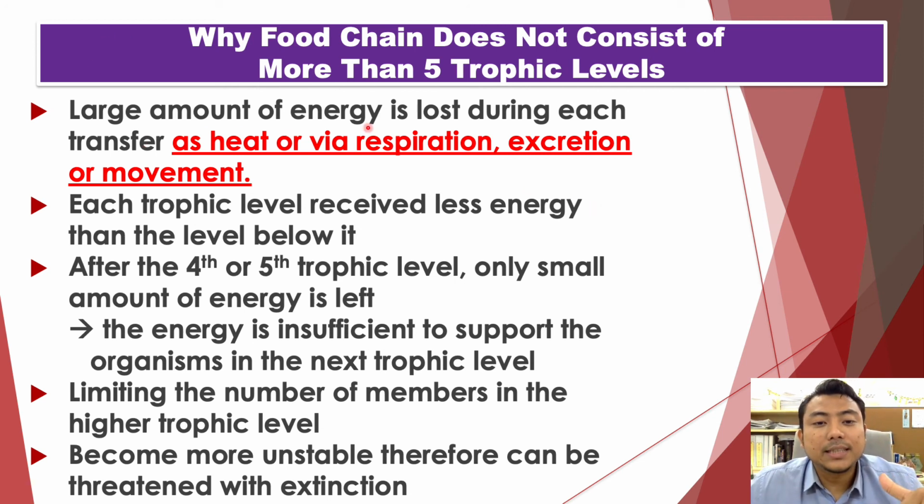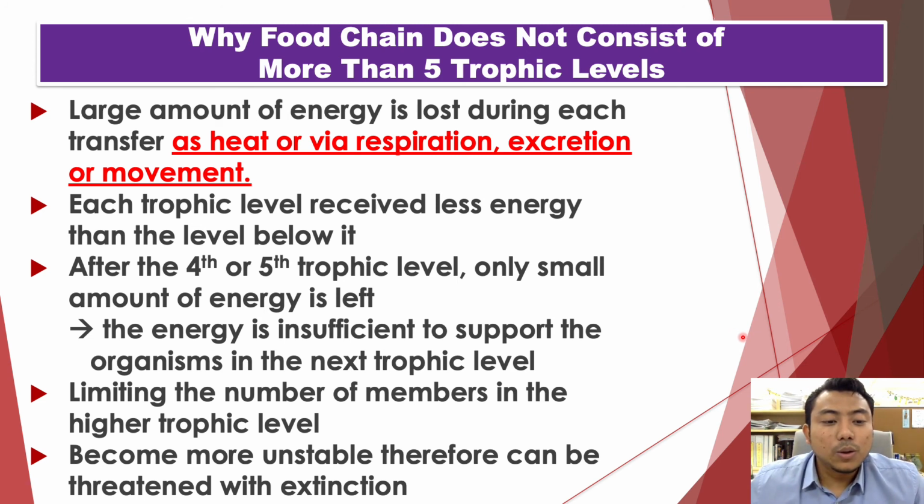Large amount of energy is lost during each transfer as heat or via respiration, excretion ataupun movement. Itu pergerakan dia lah, pergerakan haiwan tu tadi. Each trophic level received less energy than the level below it. Okay, after the fourth or fifth trophic level, only small amount of energy is left. Nampak tadi kan macam 10 joule, tinggal 10 unit sahaja lagi. The energy is insufficient to support the organisms in the next trophic level. Maknanya sampai ke 4th, 5th, 6th, 7th tu dah tak logik, dah tak ada dah.